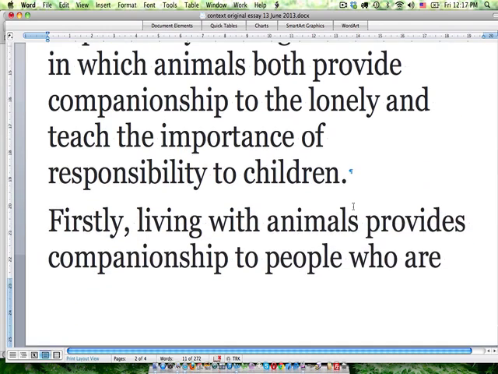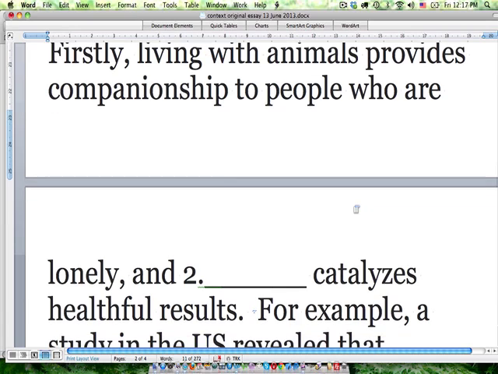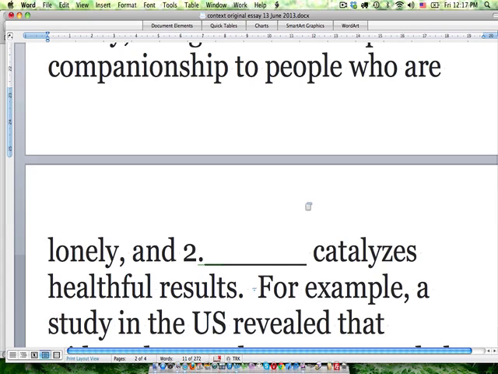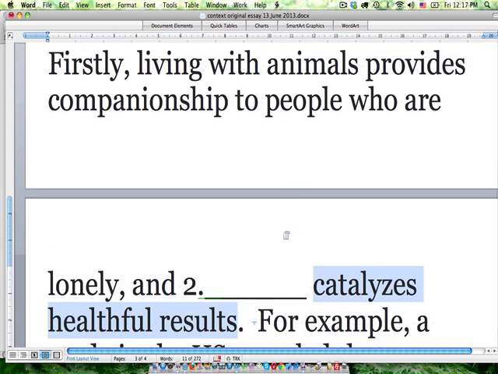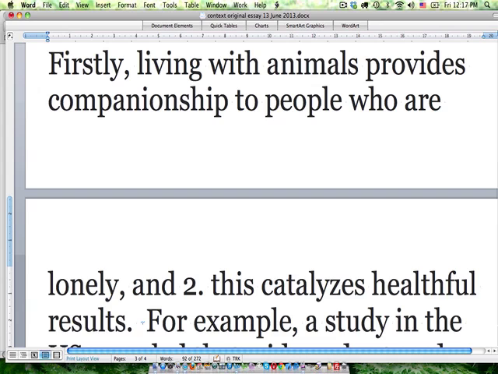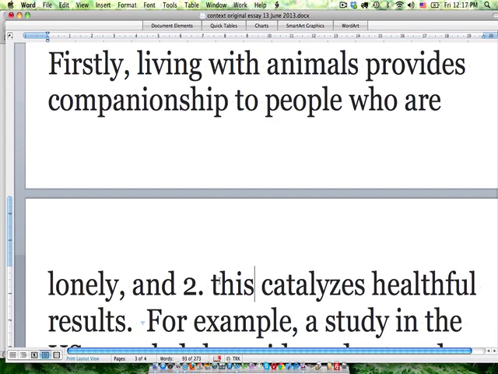Okay, first supporting paragraph. Firstly, living with animals provides companionship to people who are lonely and blank catalyzes healthful results. Now, what catalyzes healthful results? Well, we're talking about the companionship that animals provide to people. So we need a word, some sort of cohesive phrase that can link us back to this. And that is the word actually, this. This catalyzes healthful results. So we were just looking for a bit of cohesion here.